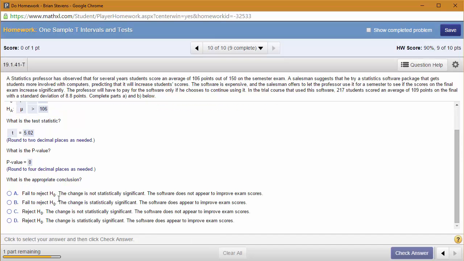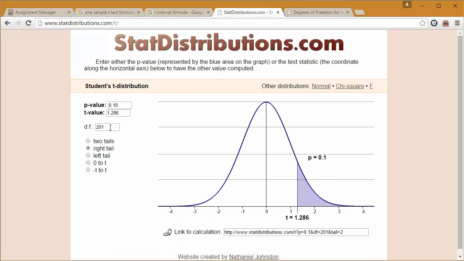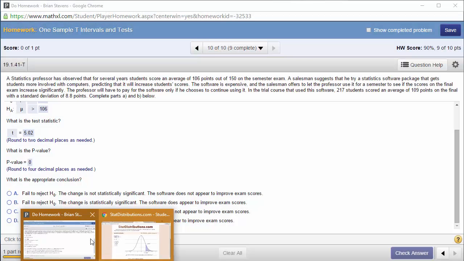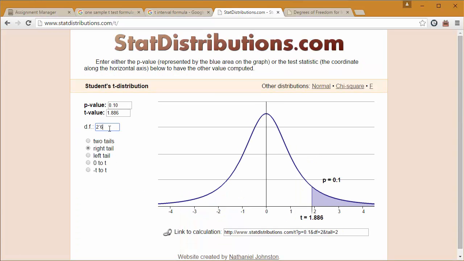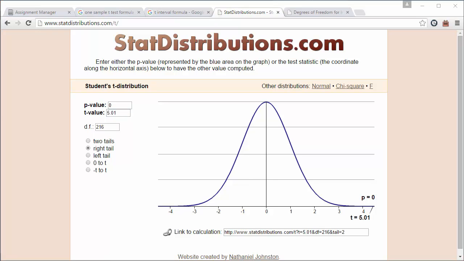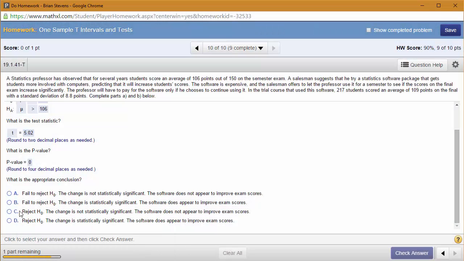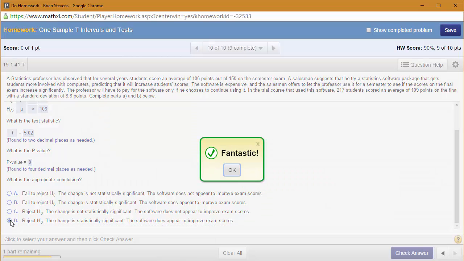How do I know this? It's because we landed so far away. If we do a right-tailed test here with the proper degrees of freedom, we should always use it. It was 217 for the sample size. That is 216 because every t is different. And we put in our proper t-value of 5.01, and it is basically 0. As in, we landed so far away, this is not likely to happen according to the null. So once again, we would reject the null, and the change is statistically significant.